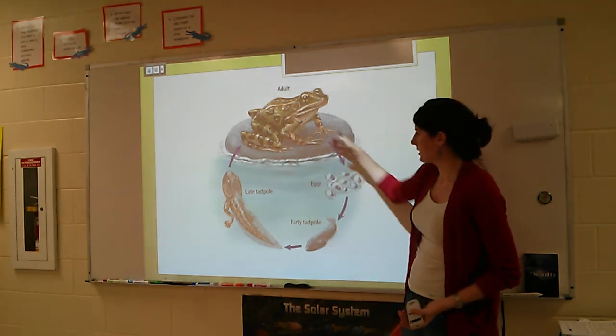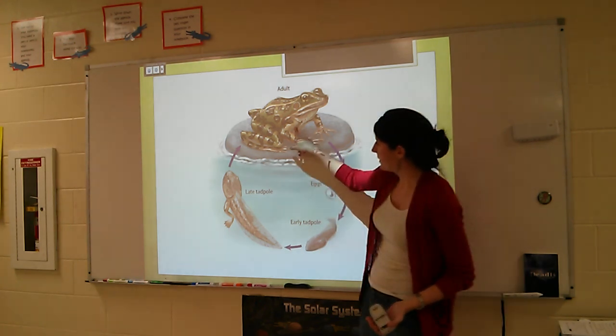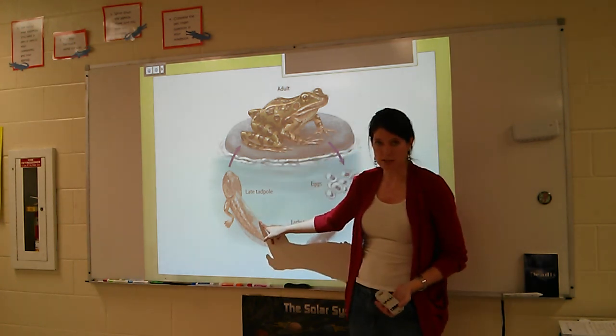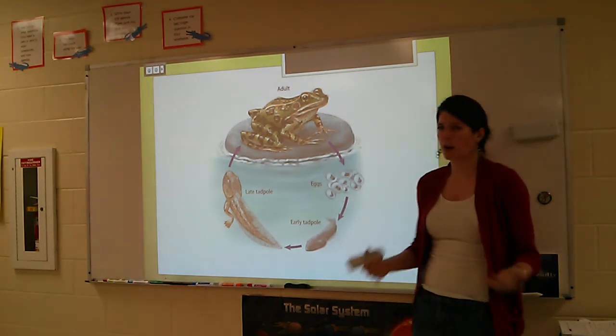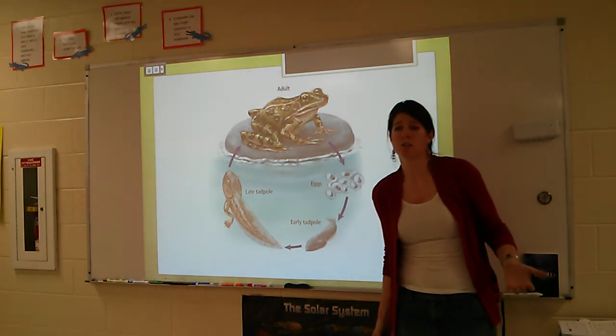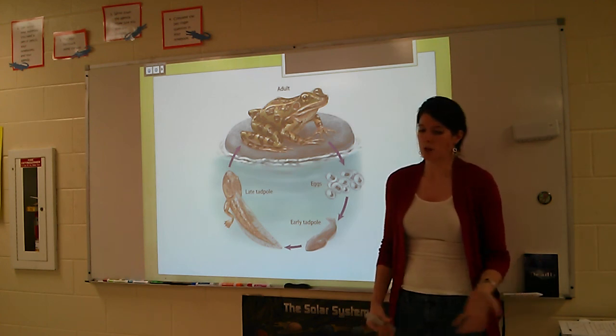It's very apparent that this does not look like it used to as a tadpole, and tadpoles do not look like eggs. Other animals it's not as apparent in, such as snakes, because some people say, well, snakes look like snakes. You know, they come out of the egg.